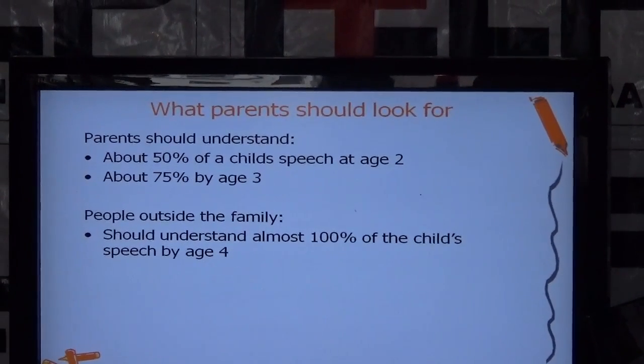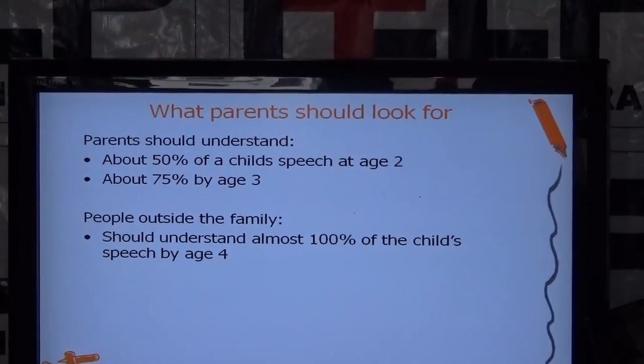So by about age 2, 50% of what a child says should be understood. And by 4, 100% of what the child says should be understood by everyone, not just the family.